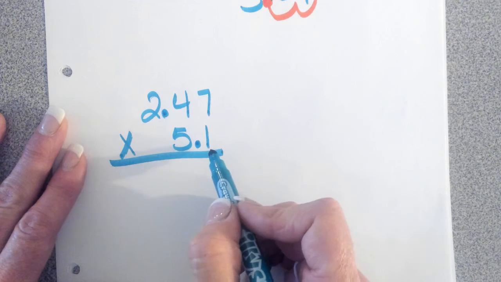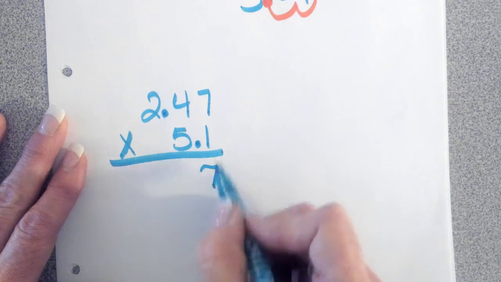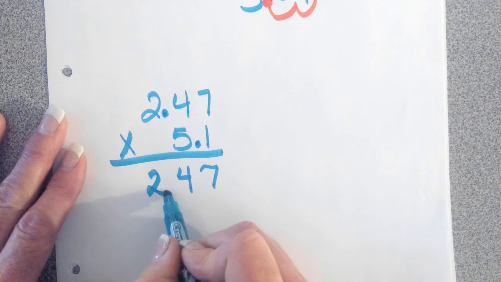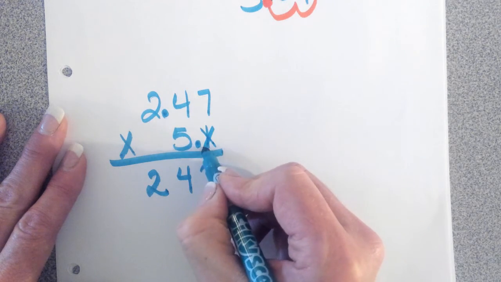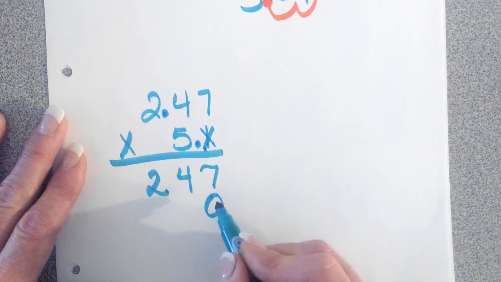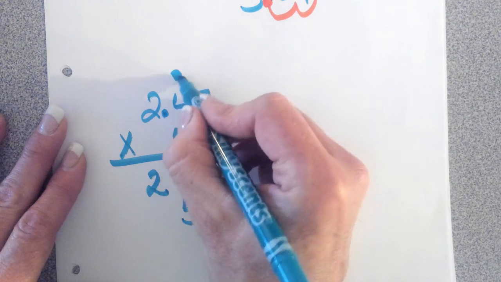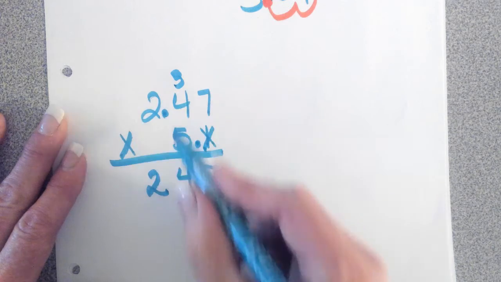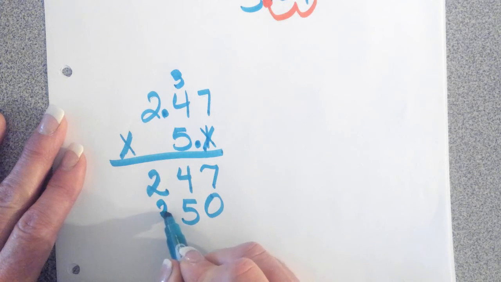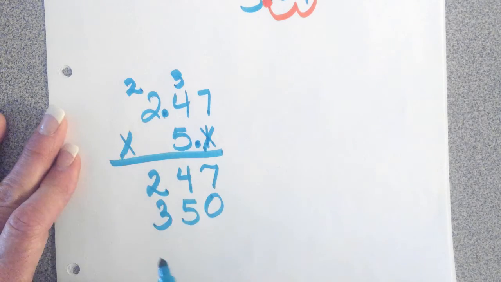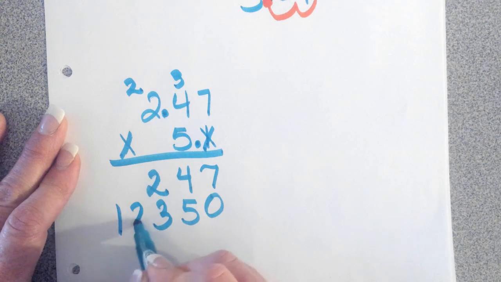All right, here, begin. 1 times 7 is 7. 1 times 4 is 4. And 1 times 2 is 2. Okay, remember, scratch out that. Go to the next place over. 5 times 7 is 35. Carry the 3. 5 times 4 is 20 plus 3, 23, carry the 2. 2 times 5 is 10 plus that 2 is 12.